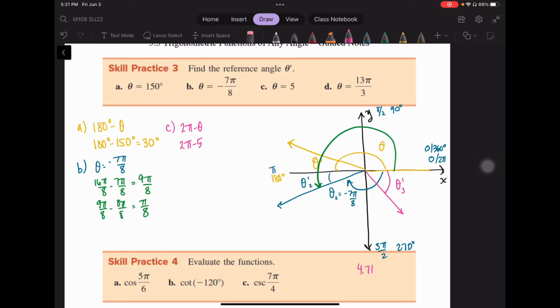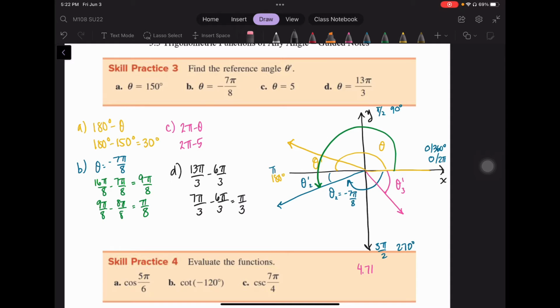You could convert that to a decimal if you want, but I think it's better to leave it as 2 pi minus 5. The last one is 13 pi over 3. I want to find the coterminal angle because that's bigger than 2 pi. So I'm going to take away 2 pi first. 6 pi over 3 is 2 pi. That gives you 7 pi over 3. Well, again, that's bigger than 2 pi. So I subtract 6 pi over 3 and I get pi over 3.